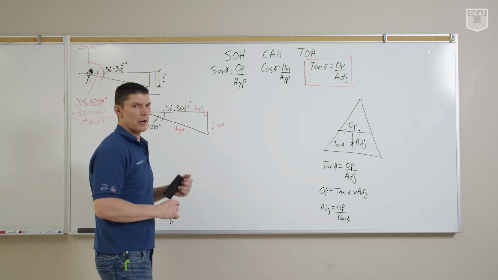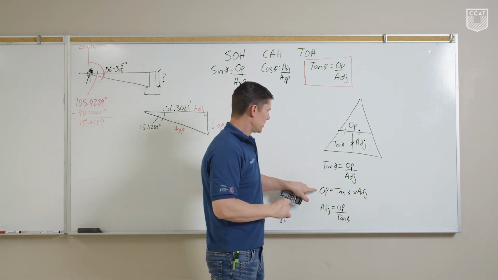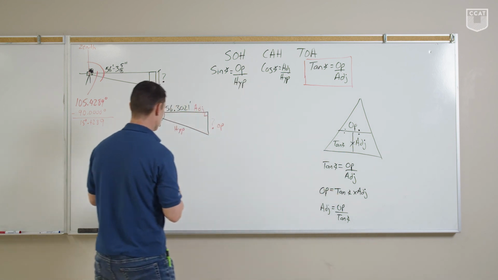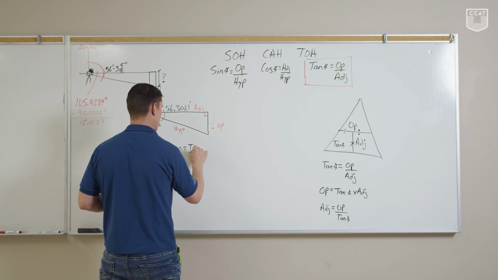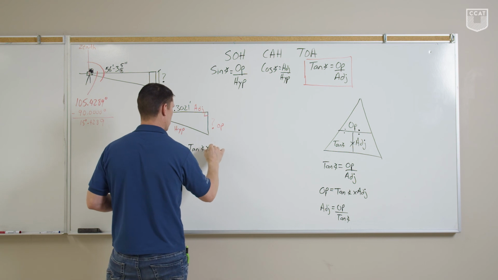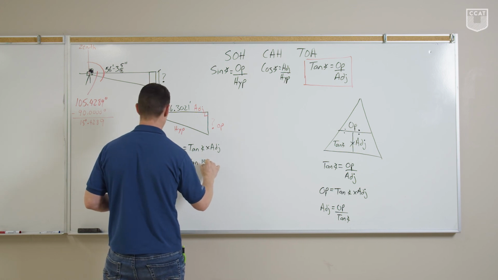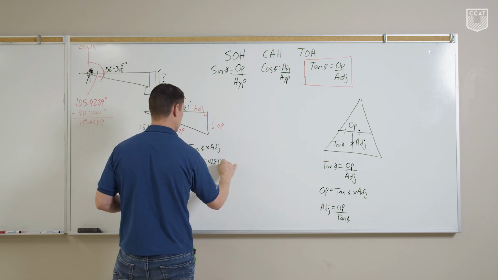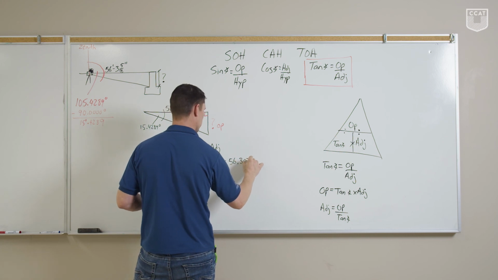Now we have to figure out how we're going to rework that formula. We want to solve for opposite. So we'll be using this formula right here: opposite is on the left, equals tan the angle times adjacent. So start by writing out the formula. Opposite equals tan the angle times adjacent. We'll plug in our numbers. Tan the angle was 15.4289 degrees times the adjacent is 56.3021.